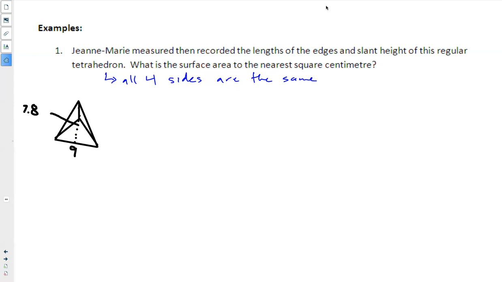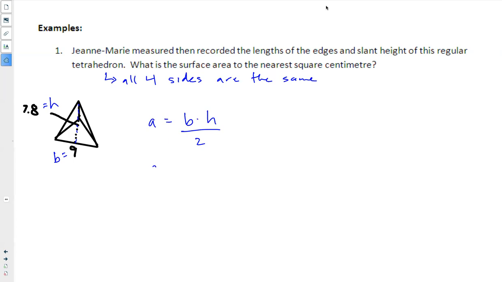Okay, so we have four triangles here. So to find the surface area of a triangle, it is base times height divided by 2. Okay, so my base is 9, and 7.8 is going to be the height. Note that is the perpendicular height from the center of the base to the vertex of the triangle, okay? Not the side length. Okay, so it's just base times height divided by 2.